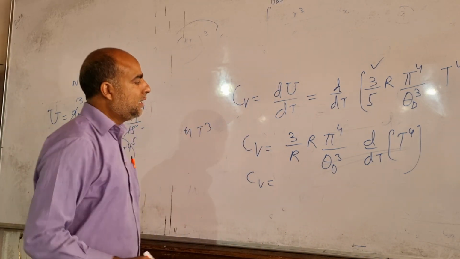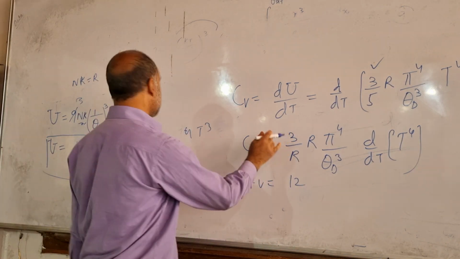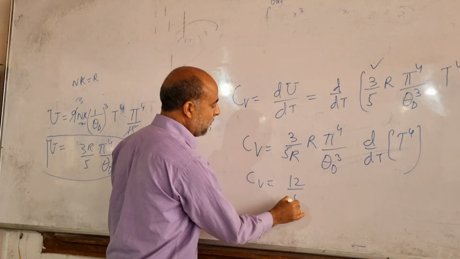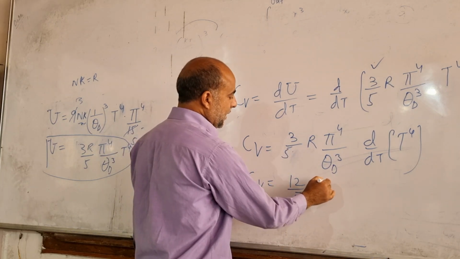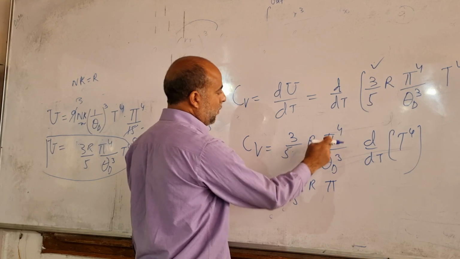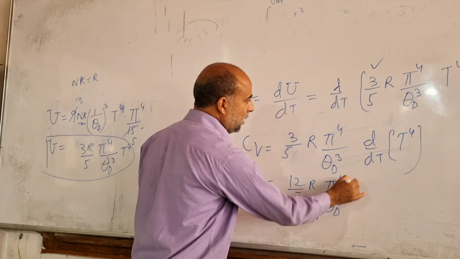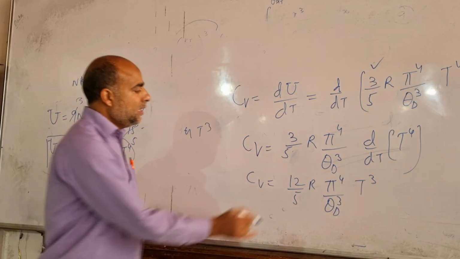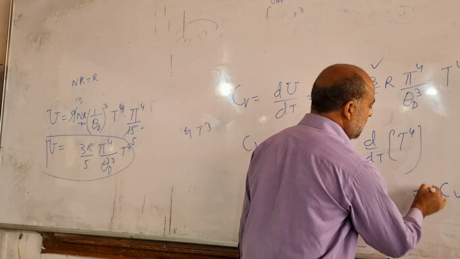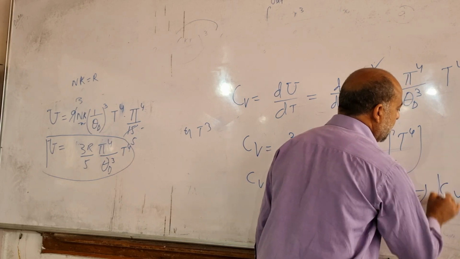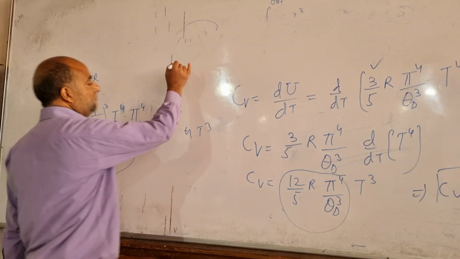4T cube. So it becomes 12 by 5 R pi 4 by theta d cube into T cube. All these terms are basically constant. That means Cv is proportional to T cube. That is known as the Debye T cube law.